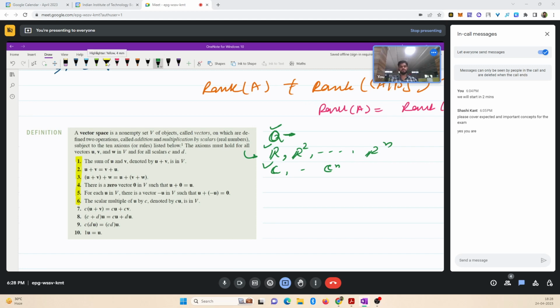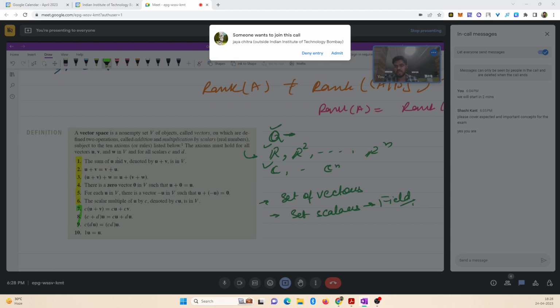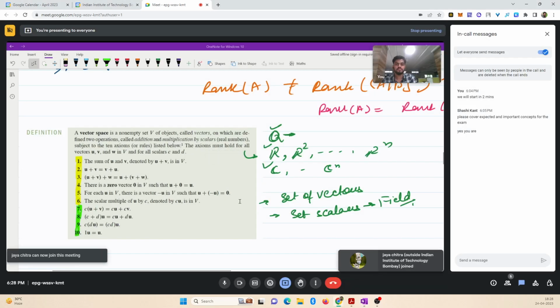First of all, for a vector space, you need two things. You need a set of vectors and you need a set of scalars. This set of scalars is what is called your field. Now, here are some properties that these vectors need to satisfy, which is closure under addition and scalar multiplication.